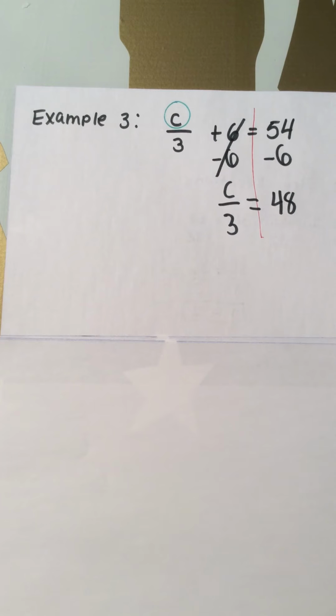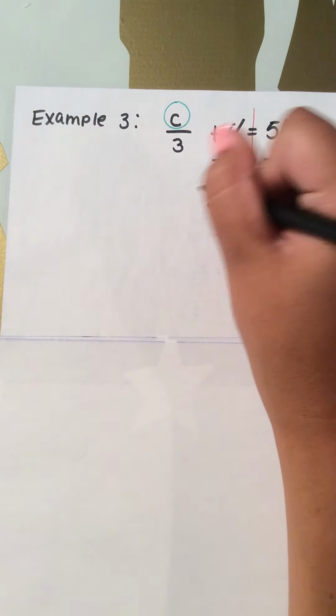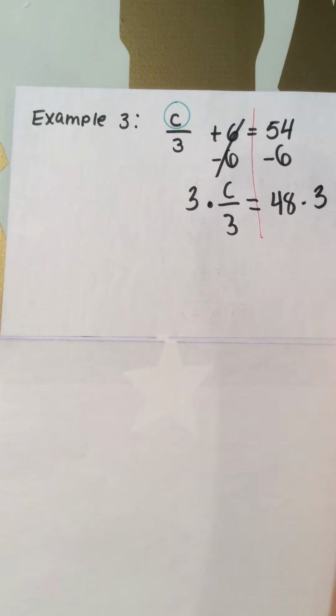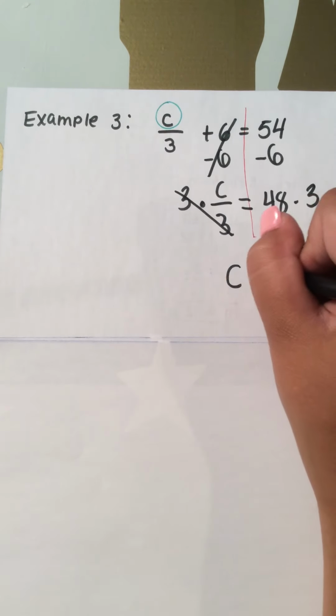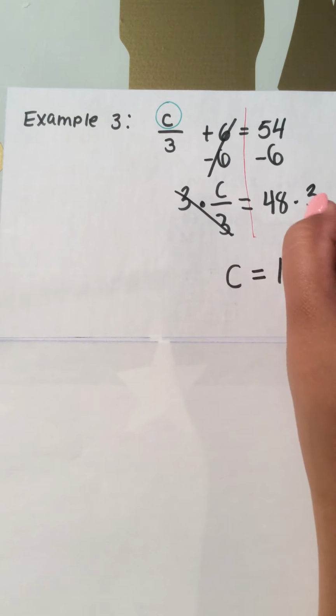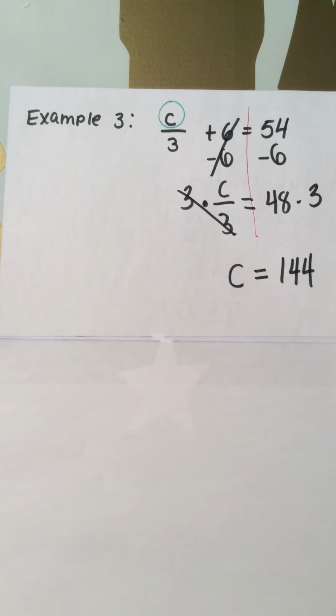Here's where it gets a little bit hard because we do not like having a fraction. So what we need to do is to undo it. The reverse operation is multiplying. So I'm going to multiply by 3 on both sides. They're going to go bye-bye here. So I'm going to have C equals 144.